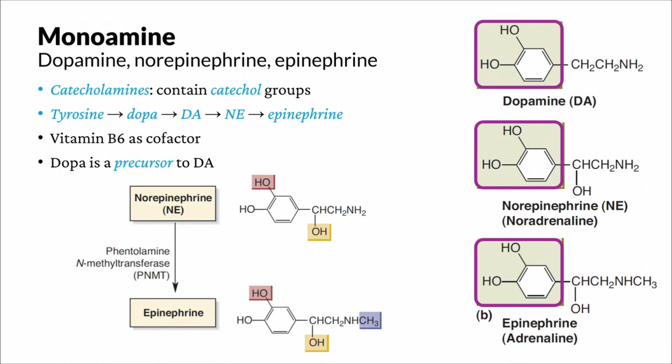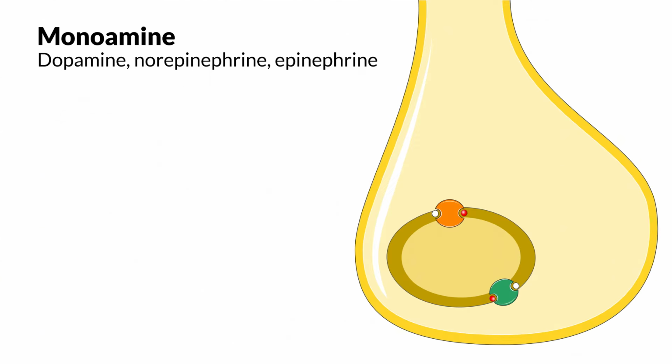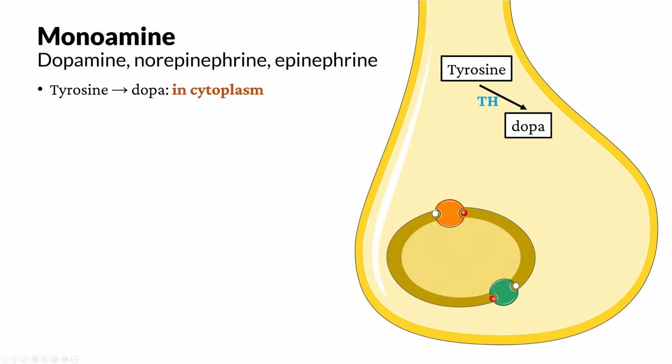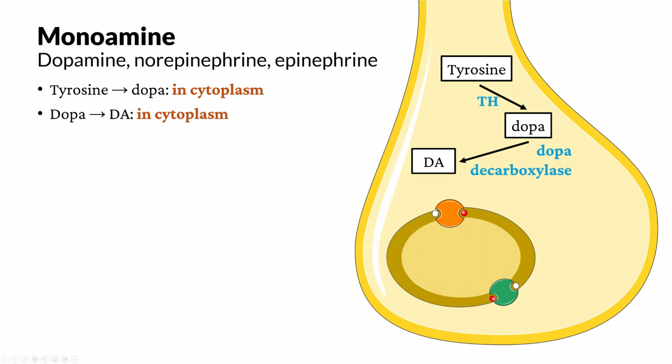The final step is to make norepinephrine turn into epinephrine. Here, a methyl group is added. This is achieved through the enzyme phenylethanolamine N-methyltransferase, or PNMT. In this process, there is some transport involved. Firstly, tyrosine is converted into dopa in the cytoplasm in the axon terminal. Dopa is converted into dopamine also in the cytoplasm. At this step, dopamine is transported into the vesicle. If the neuron is dopaminergic, then the neuron can directly release dopamine from these vesicles.